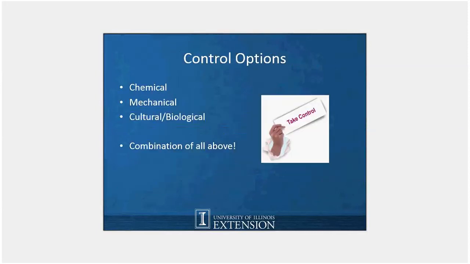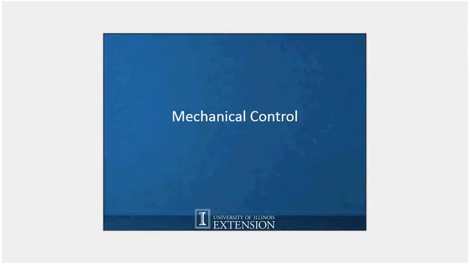So we're going to talk about these options: chemical, mechanical, cultural, biological. I will say right now that there is no one thing that fits all. Really, it is a combination of all of these that leads to the most successful type of management plan for a landscape. So let's talk mechanical control right now.